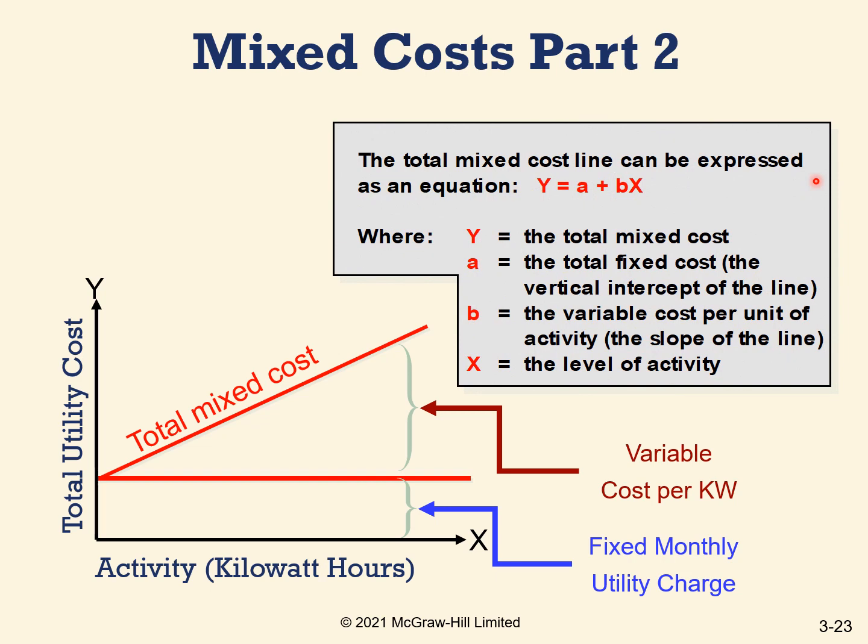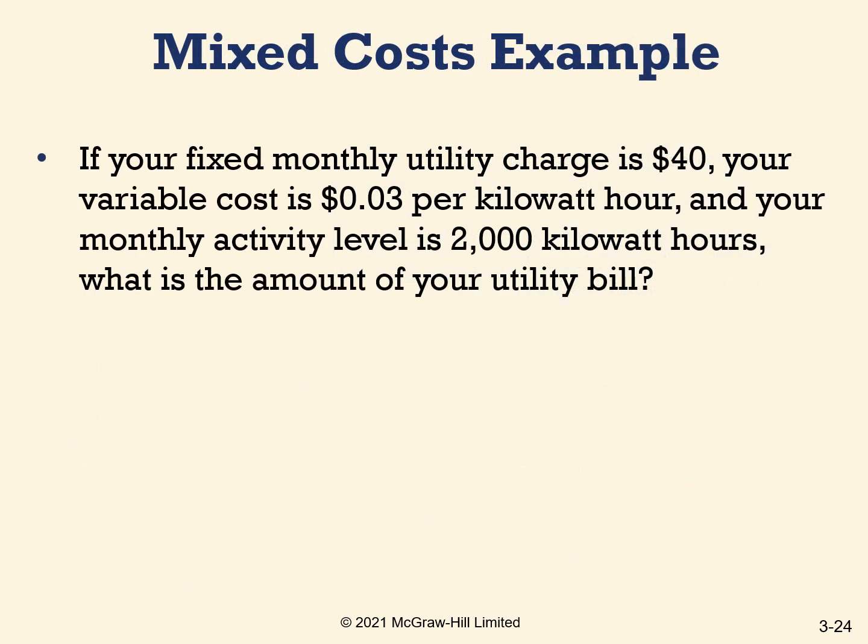So we can express this function as an equation, and the total mixed cost line can be expressed as this equation, which is y equals a plus b times x. And so you can see y is our total mixed cost, a is the total fixed cost, the vertical intercept of the line, b is our variable cost per unit of the activity, which is the slope of our line, and x is the level of activity, which in this example was kilowatts used. So let's do an example together.